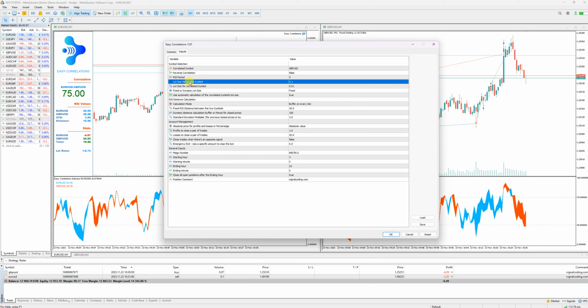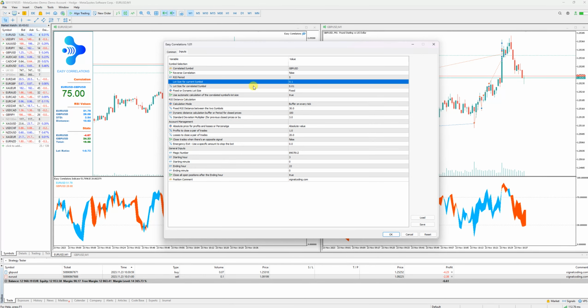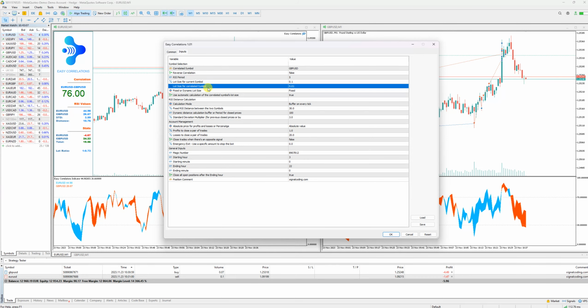The lot size for the current symbol, for the symbol that we have loaded our expert advisor, and the lot size for the correlated symbol. In this case, I have used the automatic calculation of the correlated symbol, so it's not gonna see this value here. It's just gonna calculate the lot size of the correlated symbol based on this ratio, as you see it here. So in my set file, in my test example here, I'm not using this value.